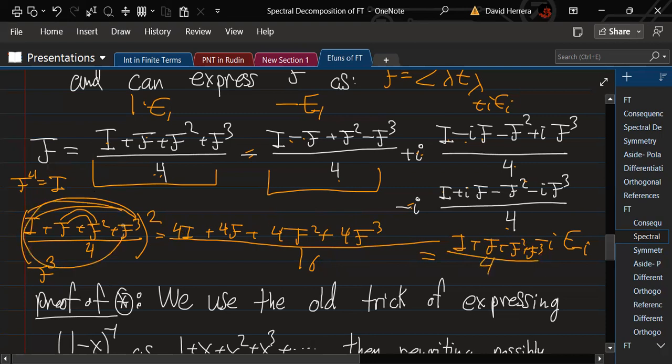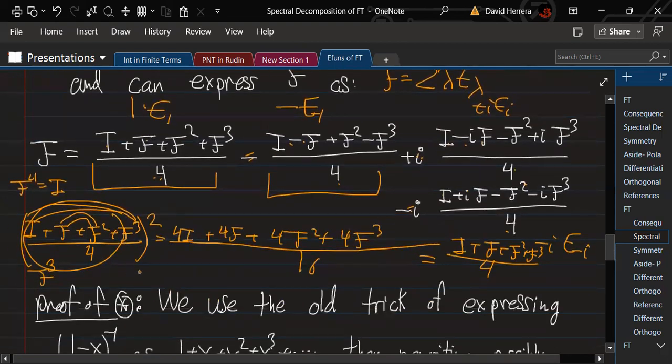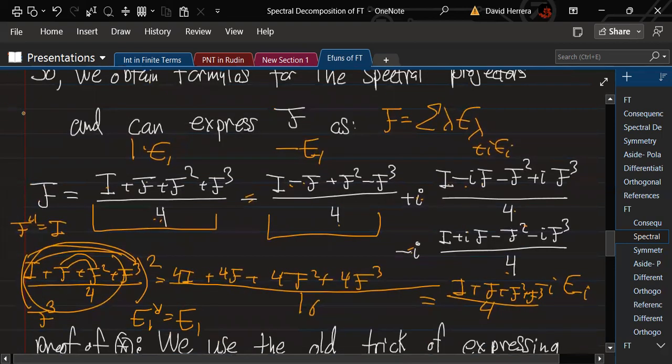And you saw this thing squared is itself. So that means it's a projection. This thing, E1, is a projection. We didn't show that they were orthogonal projections, which means that E1 star is E1. However, that is a straightforward fact from the fact that f is unitary. So f is unitary, which means that its adjoint is its inverse. Because f to the 4 is identity, its inverse is actually f cubed. So its adjoint is f cubed.